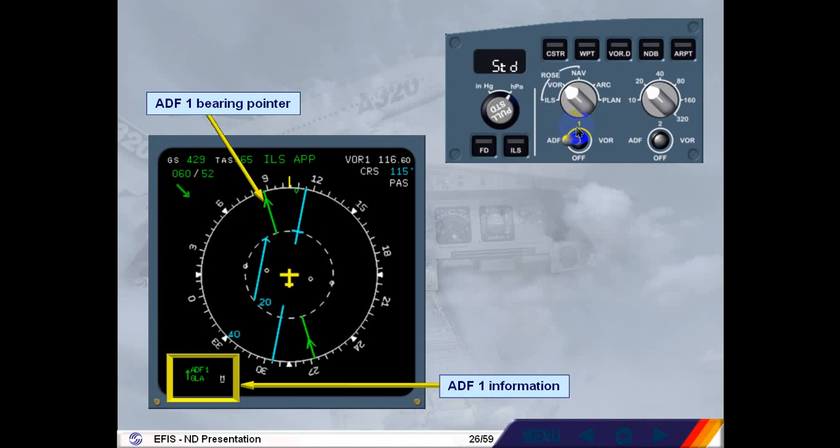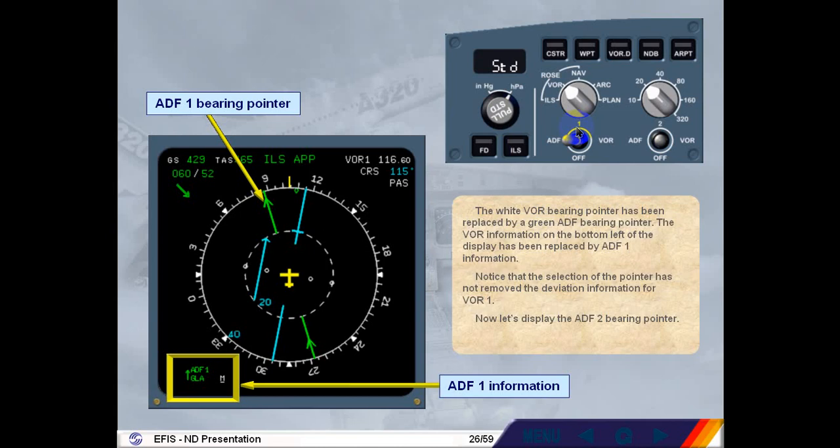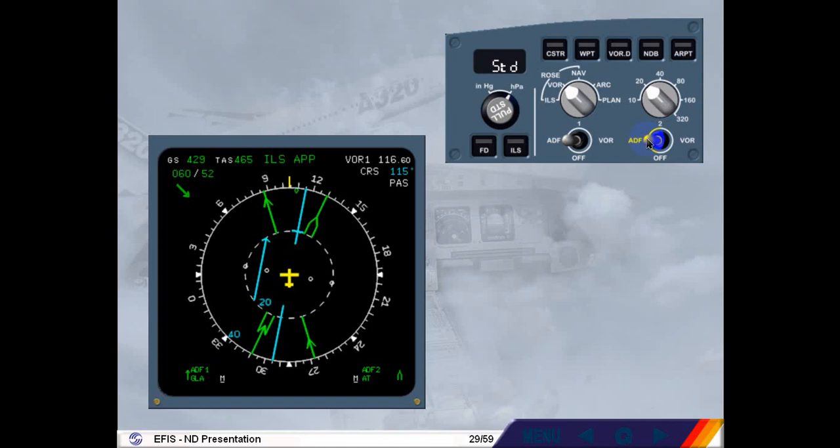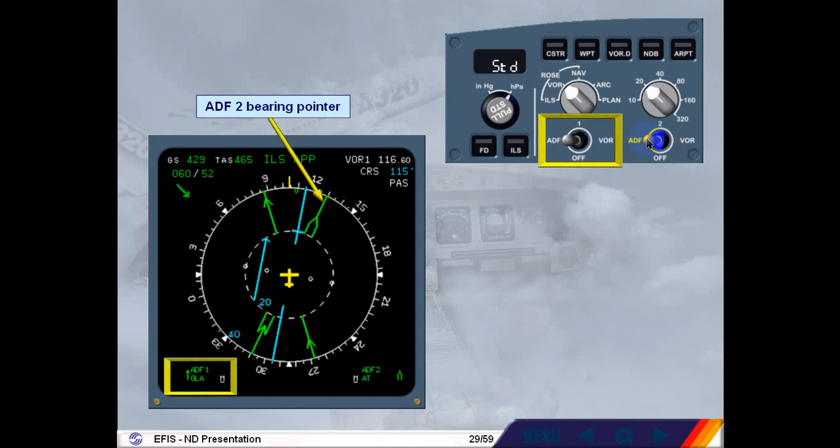Now let's display the ADF2 bearing pointer. Select ADF2. The ADF2 bearing pointer is now displayed, represented by a double-lined arrow. At the bottom of the display, there is information on the selected nav aids. Notice that in common with most things on the aircraft, it is number 1 on the left and number 2 on the right.